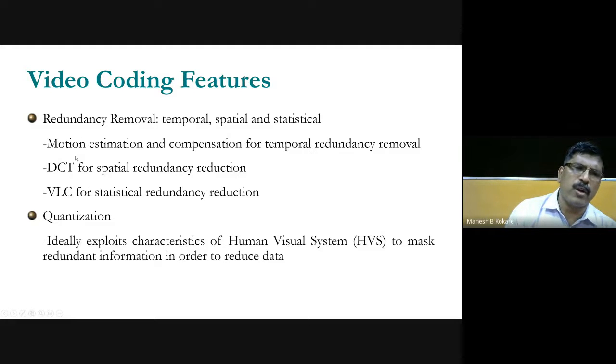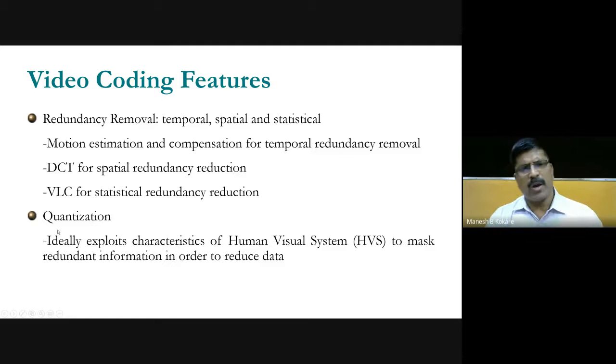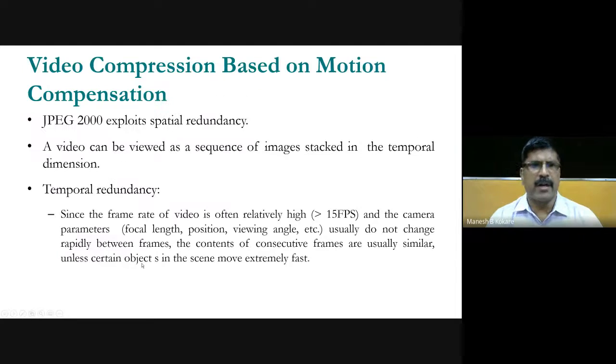And particularly, the discrete cosine transform is generally used as the spatial redundancy technique. You might have studied this in the compression chapter of image processing, which you studied in the first semester of your master's program. Whereas VLC coding is used for statistical redundancy reduction, and so on. Then you must be aware of quantization, which ideally exploits the characteristics of the human visual system, HVS, to mask redundant information in order to reduce the data, and so on.